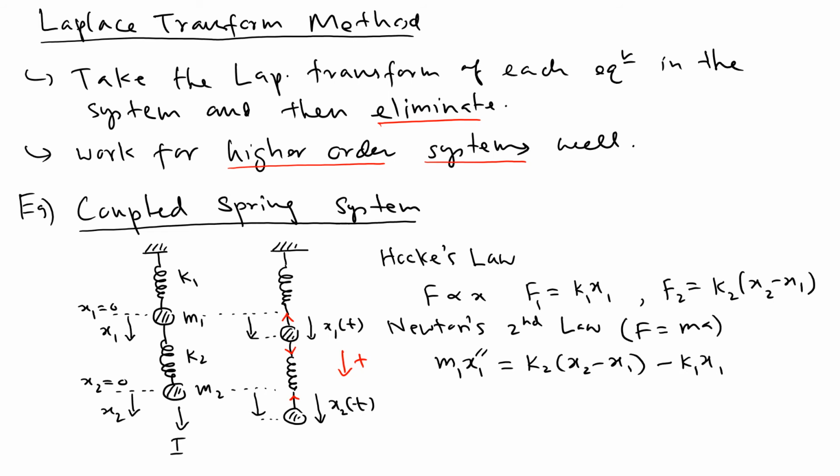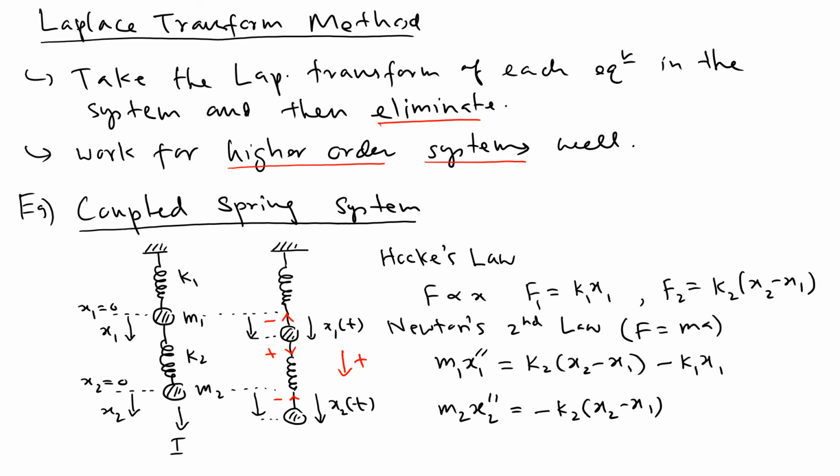For the second bob, the mass is m2 and the acceleration is x2 double prime, because we assume x2 is the displacement. Now there is only one force, going backward, which is minus k2 (x2 minus x1). Why is it minus? Because we assume downward is the positive direction, and this force goes backward, so it's negative. So this is negative, this is negative, and this one is positive because it's going in the same direction. Those are the signs.